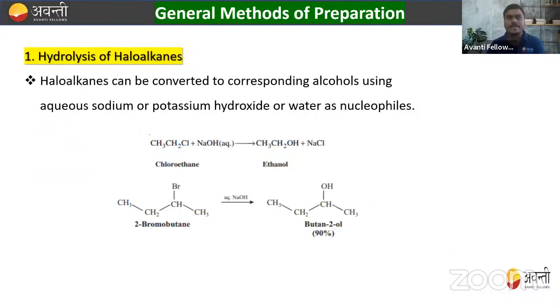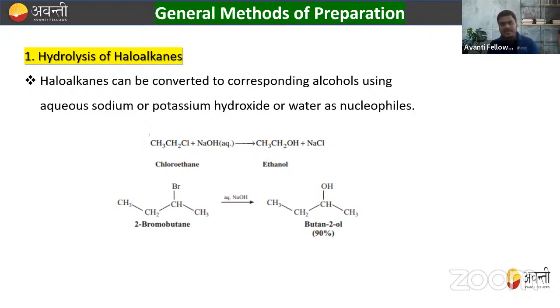Is this clear to everyone? Now, let's see some important methods of preparation of alcohol. How will you prepare alcohol? Okay, how will we make alcohol? The first method by which you will prepare alcohol is nothing but the hydrolysis of haloalkanes.